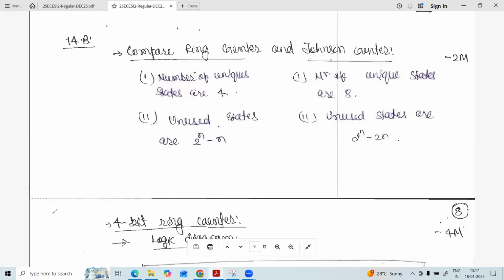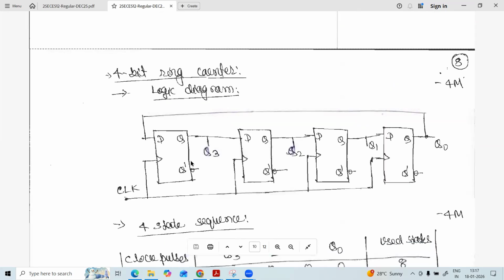So now in this discussion, first is the difference between ring counter and Johnson counter. Both are examples of the synchronous counter, that you know. In case of ring counter, the number of unique states is 4. In case of Johnson, we have 8. And unused states are more in case of ring counter, that is 2 to the power n minus n, whereas unused states in the Johnson are 2 to the power n minus 2n. So this is the basic difference, how Johnson counter takes advantage over the ring counter.